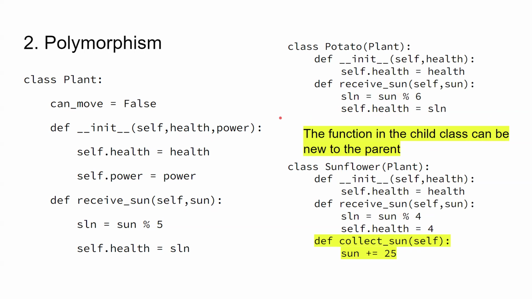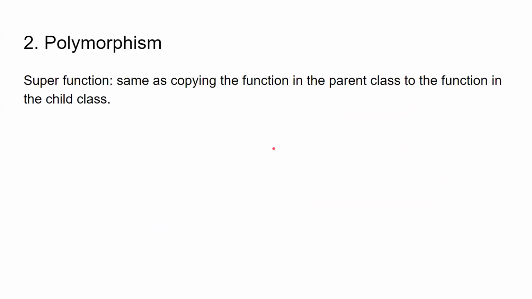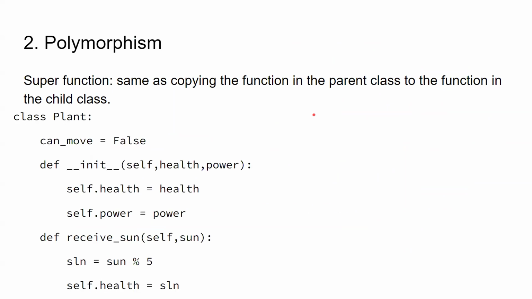We have two types of polymorphism. One is making changes in the old existing functions. One is adding new functions into the child class. So also the super function. Well, you can say the super function is kind of useless in Python. We can talk about it. The super function is the same as copying the function in the parent class to the function in the child class.